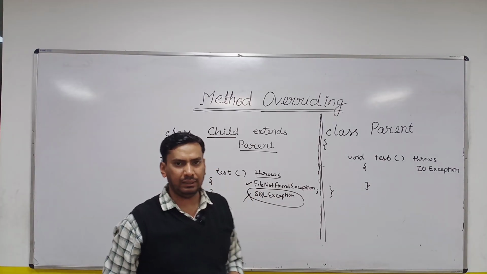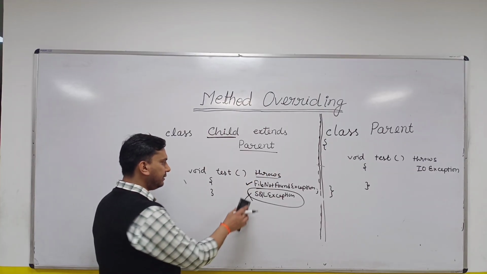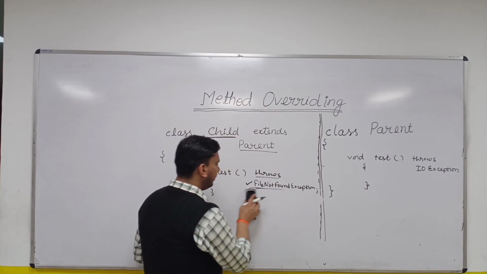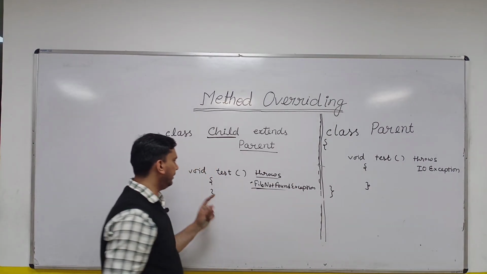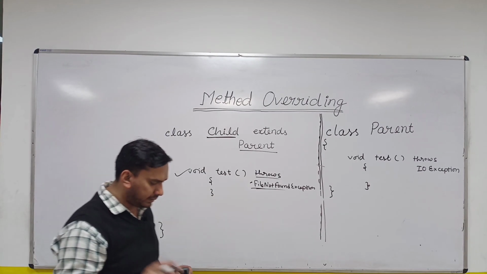This should not be written here. Right? So that method is not overridden by this version. If you remove this, then it is okay. This is okay. This will compile. Right?